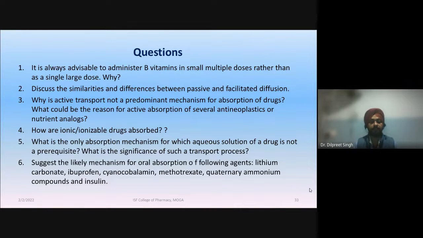The next question is which one is the only absorption mechanism for which aqueous solution of a drug is not a prerequisite? The answer is basically the active transport system under carrier mediated transport. Suggest the likely mechanism for the oral absorption of the following agents: lithium is absorbed through passive transport; ibuprofen, carrier transport; cyanocobalamin, ion pair transport; methotrexate, pore transport; quaternary ammonium compounds, pore transport; and insulin, phagocytosis.